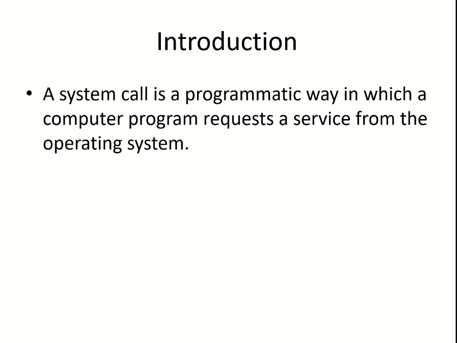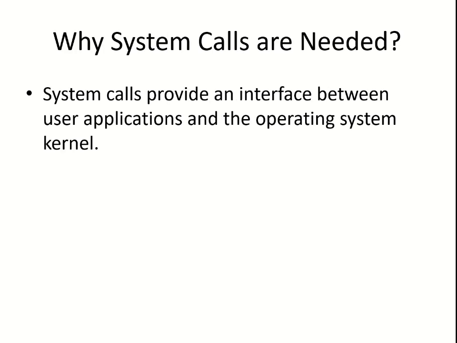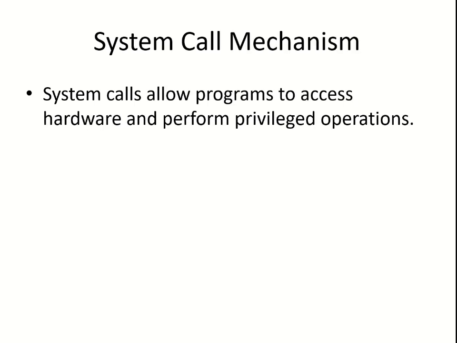Introduction. A system call is a programmatic way in which a computer program requests a service from the operating system. Why are system calls needed? System calls provide an interface between user applications and the operating system kernel. System call mechanism: system calls allow programs to access hardware and perform privileged operations.